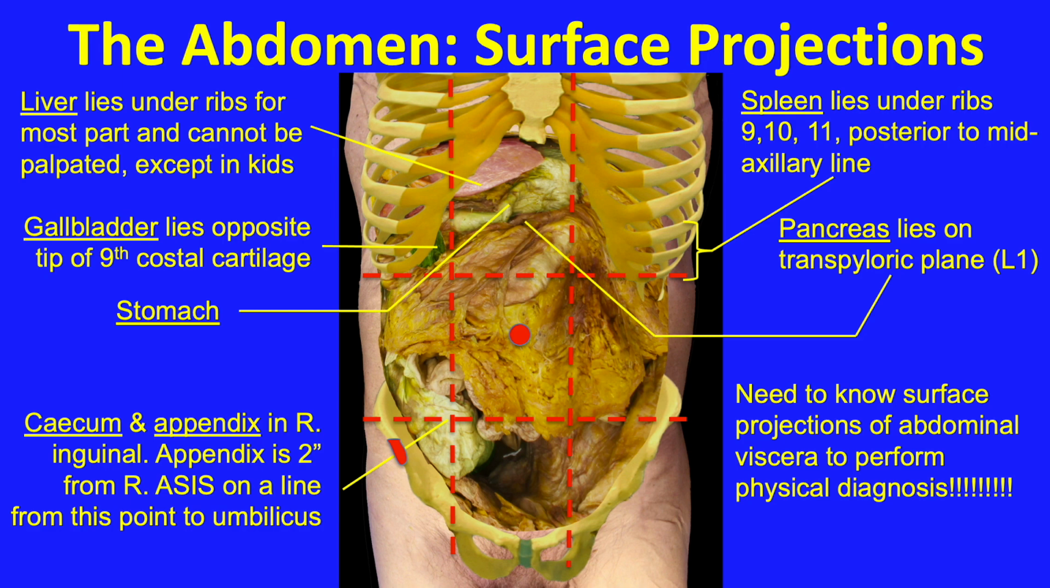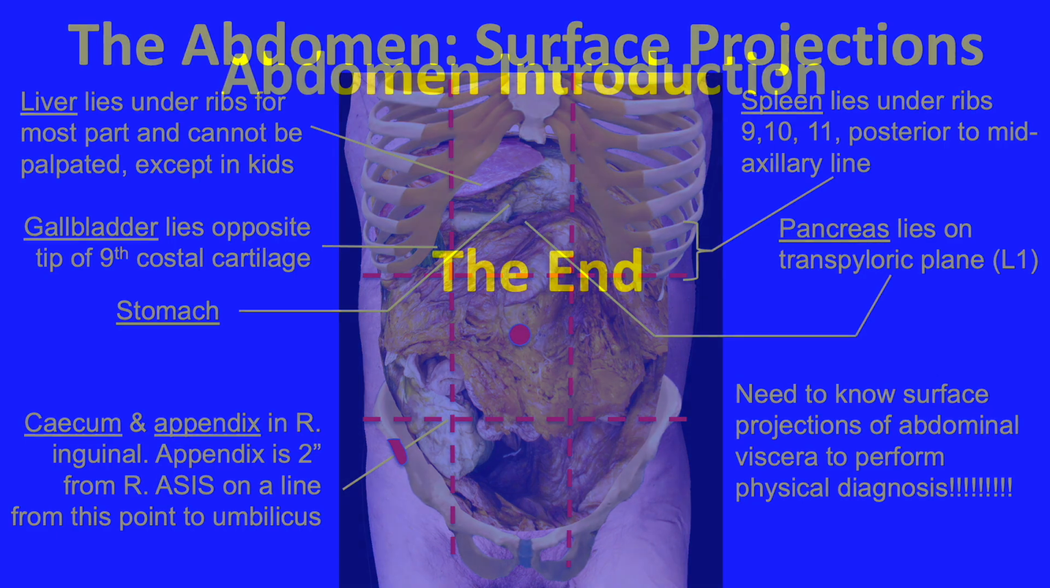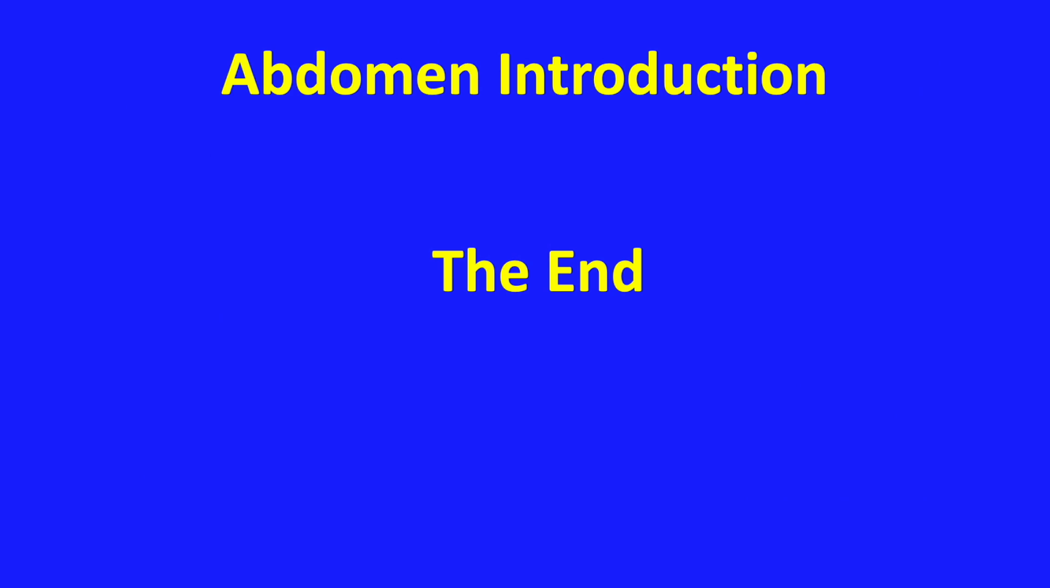It is a foundation for whatever system you plan to specialize in your future career. Knowing the surface projections of abdominal viscera, for example, allows you to perform a physical exam on your patient and potentially save their life by coming up with a correct diagnosis. This now concludes this brief introduction to the abdominal cavity.